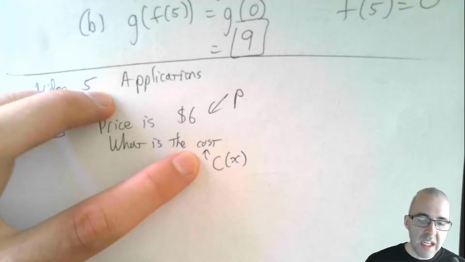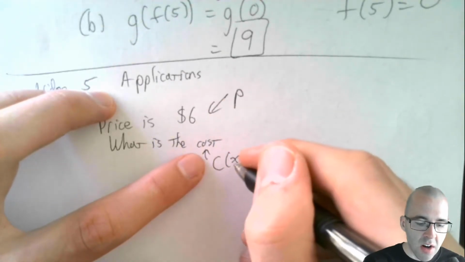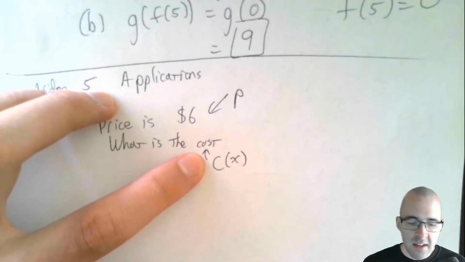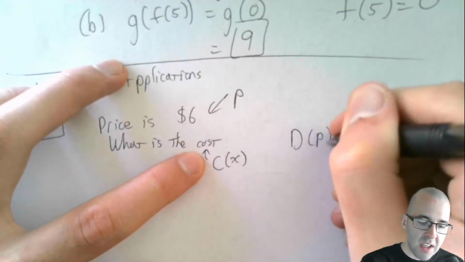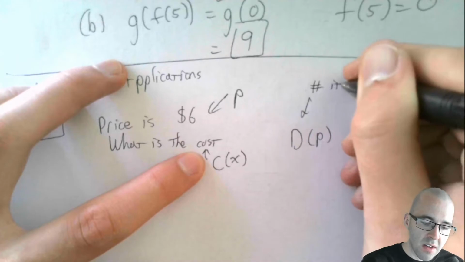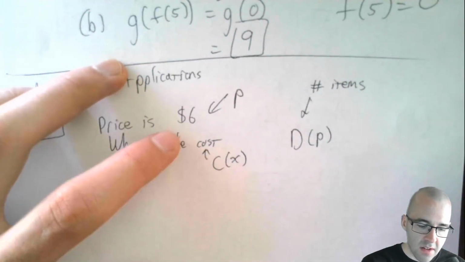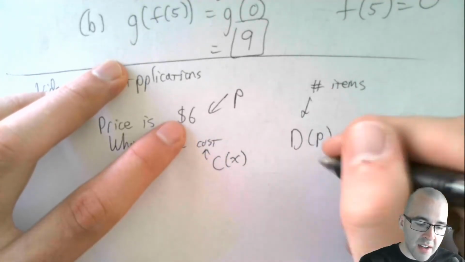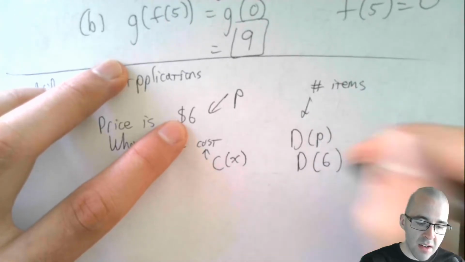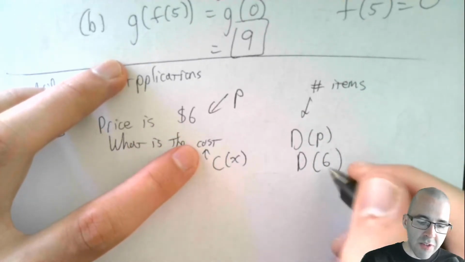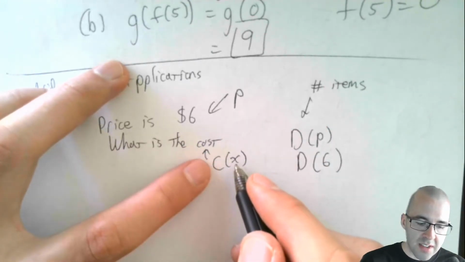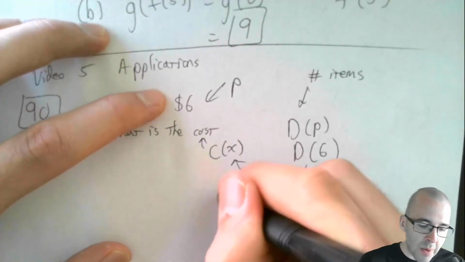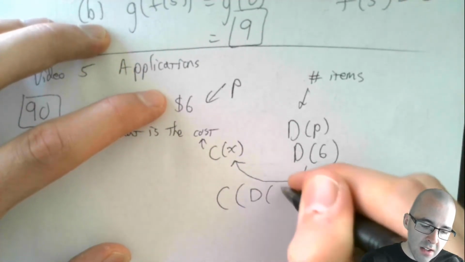Okay. So I have p, I have c of x. C of x is the cost of producing x items. Well, d of p, this is the number of items. So if the price is $6, how do we find out the cost? Well, we'd find out the number of items demanded when the price is 6. And we'd take this number of items and place it into our cost function. This would plug in to the c of x. So really what we want is c of d of 6.